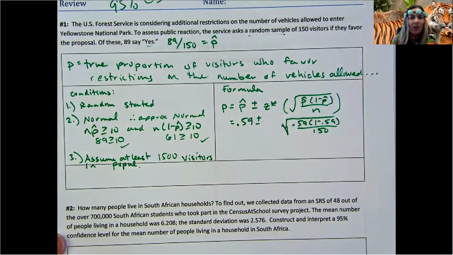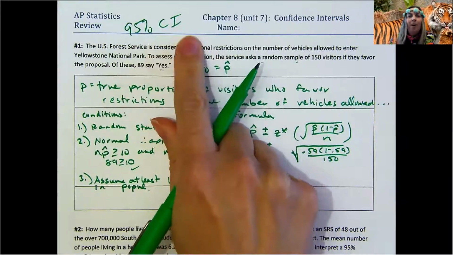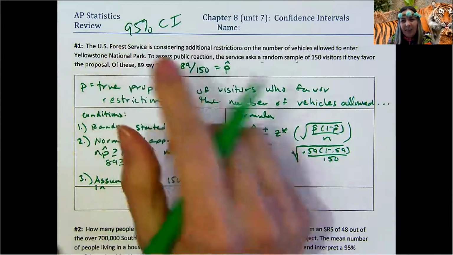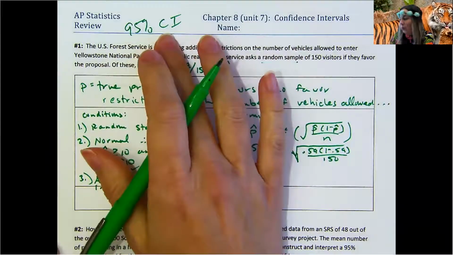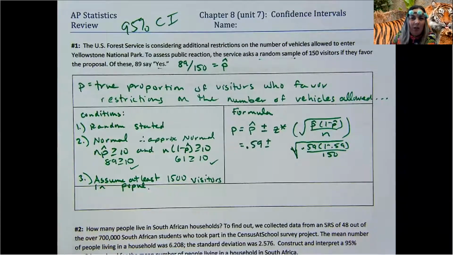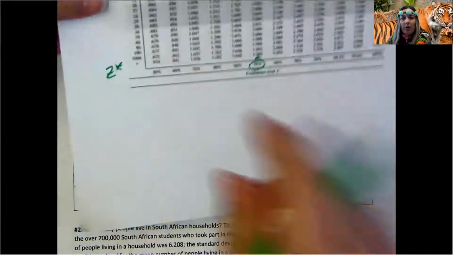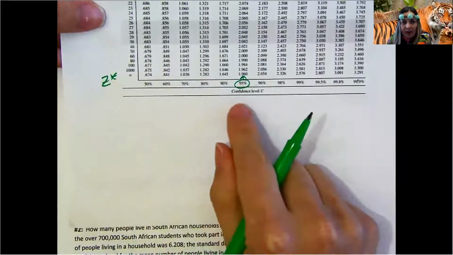All right, so the z star, we're doing 95% confidence intervals. If a problem doesn't give you what confidence level to use, 95% is just assumed. All right, so your z star for 95% is 1.96.